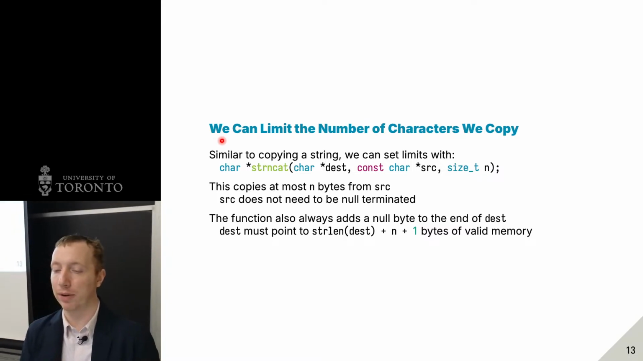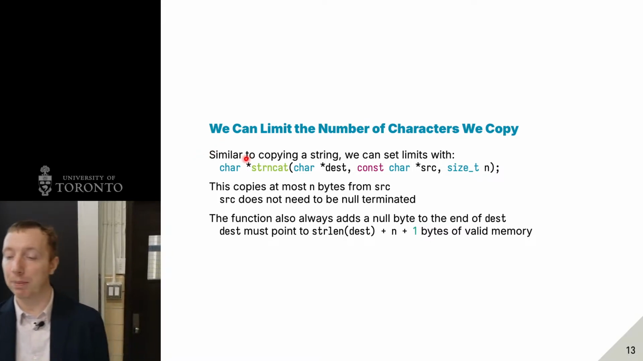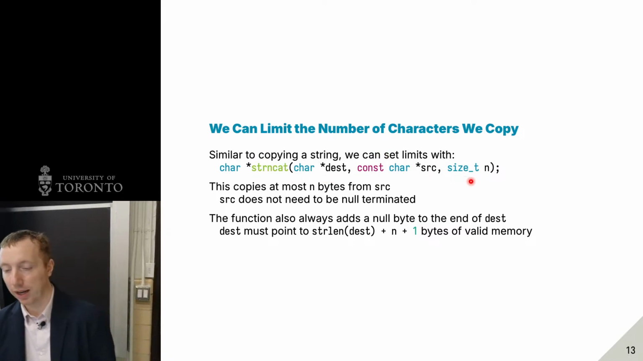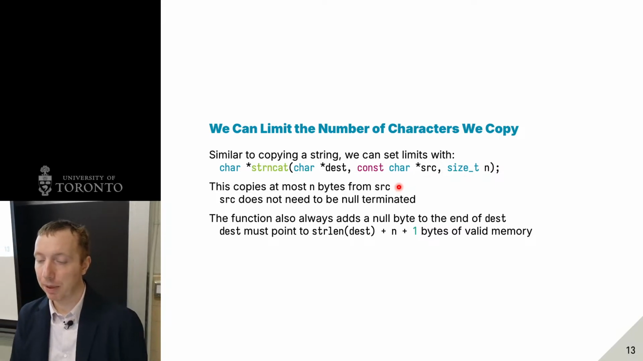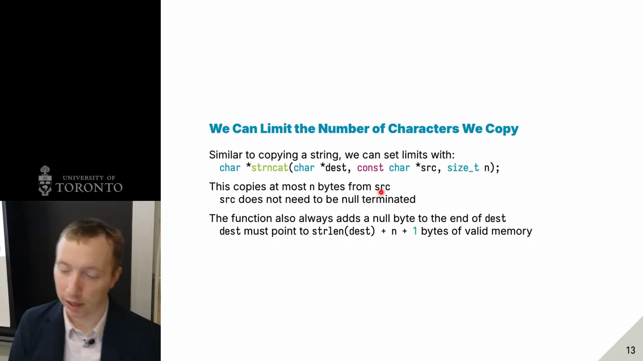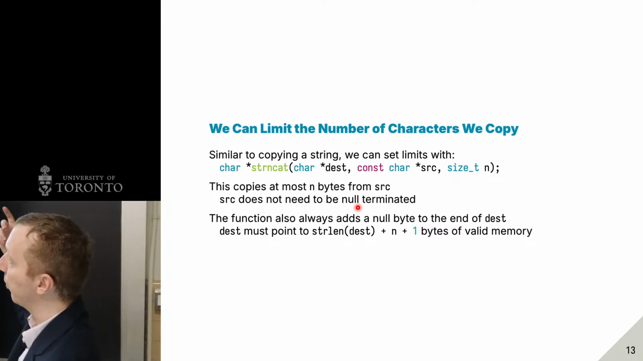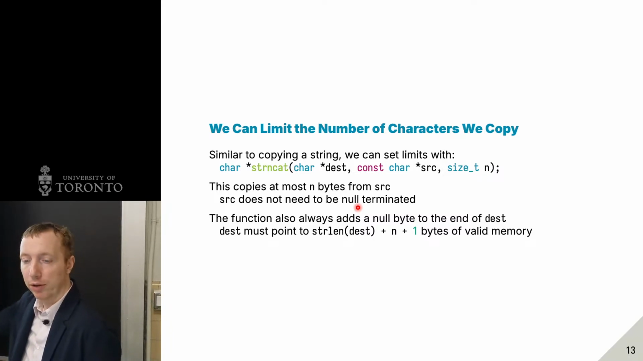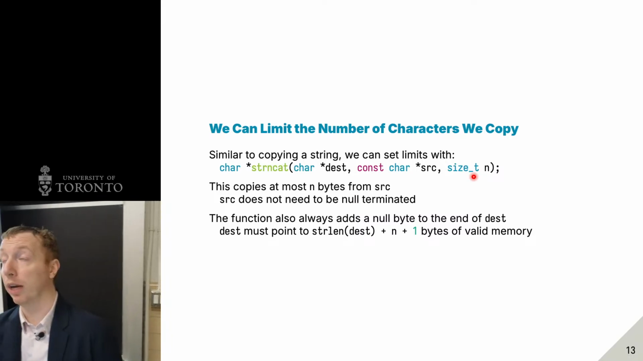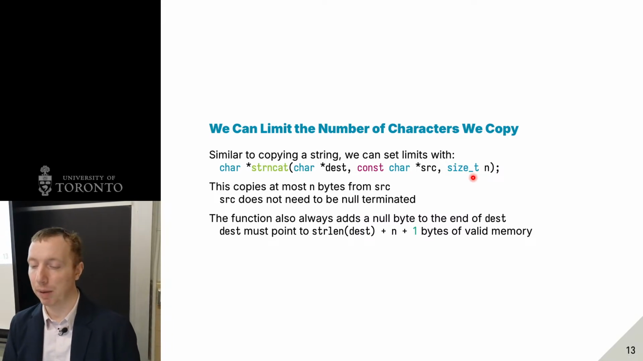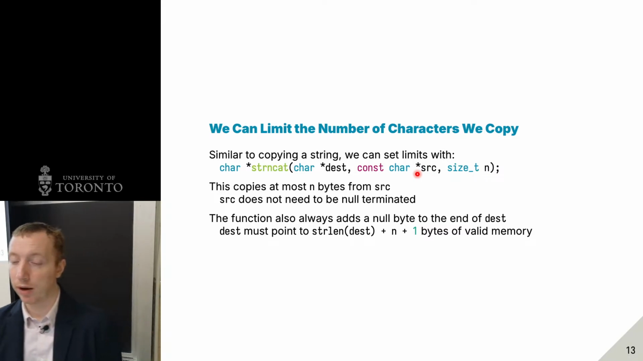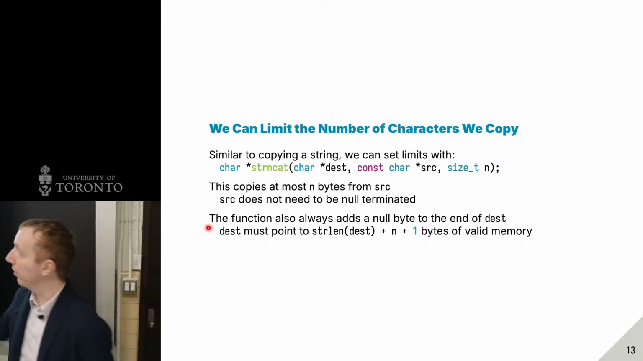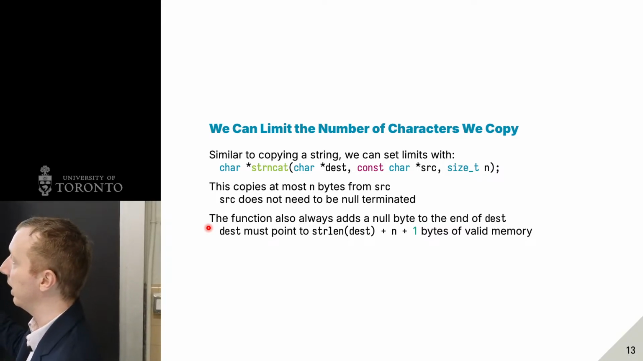So we can limit the number of characters we're copying. Similar to copying a string, you can set limits with strncat: dest, source, and then n, and that will copy at most n bytes from source. In this case, that source string does not need to be null terminated. It will end early if it is null terminated; if it is not, it will stop after n bytes. So this n is related to how many bytes we read from source. This one is safe in that it always adds a null byte to the end of dest.